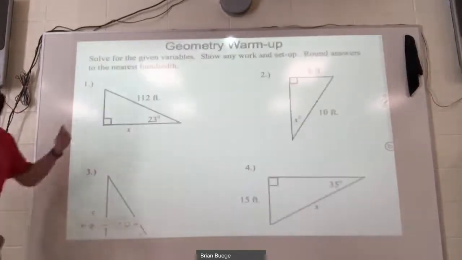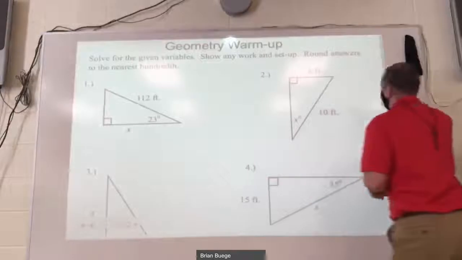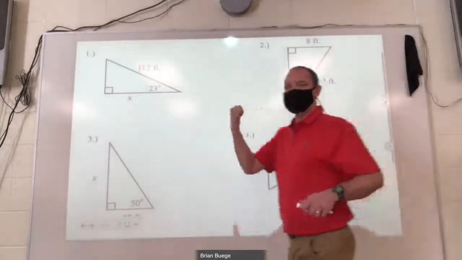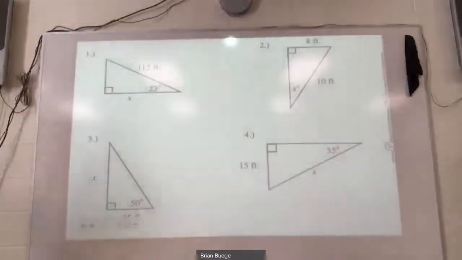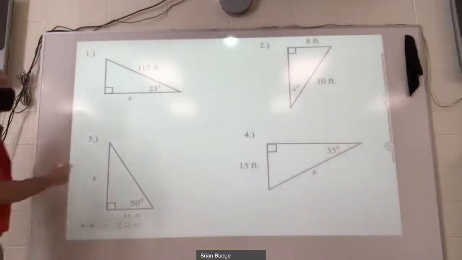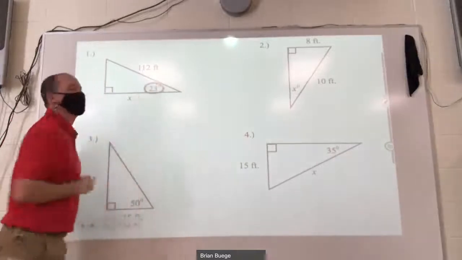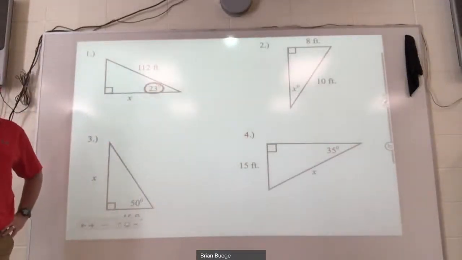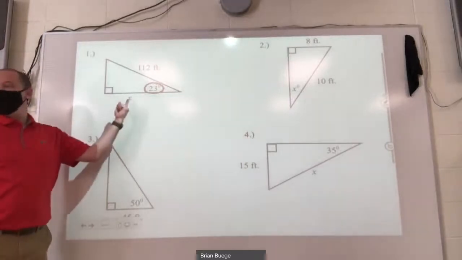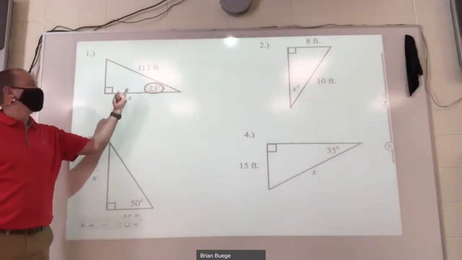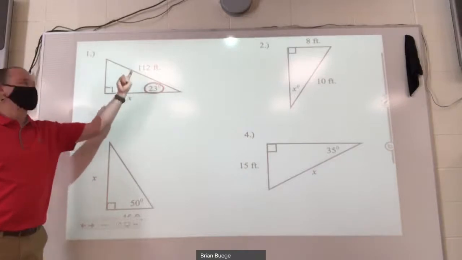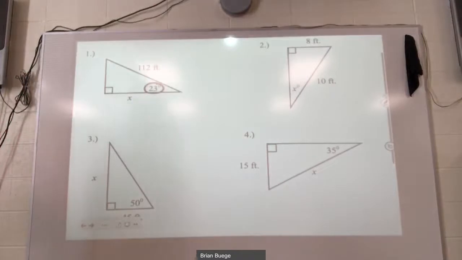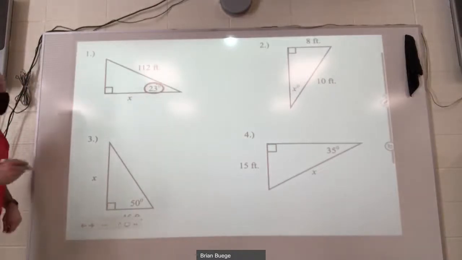All right, let's take a look at the warm-up here. Let's see what you came up with. Number 1, let's start there. What kind of problem? How do I solve number 1? Cameron, what do you got? Okay, so how'd you know it was cosine? You have the one leg and 5. The leg that you have is your adjacent leg. 112 is the hypotenuse to that triangle, and therefore adjacent and hypotenuse, that's your cosine ratio. It's the only one that works with those 2 pieces.